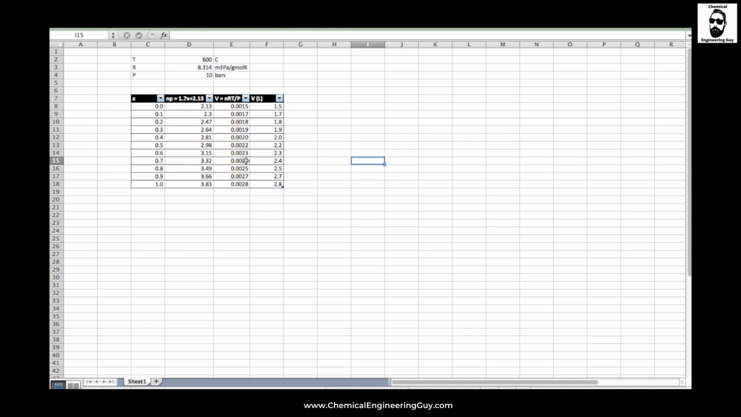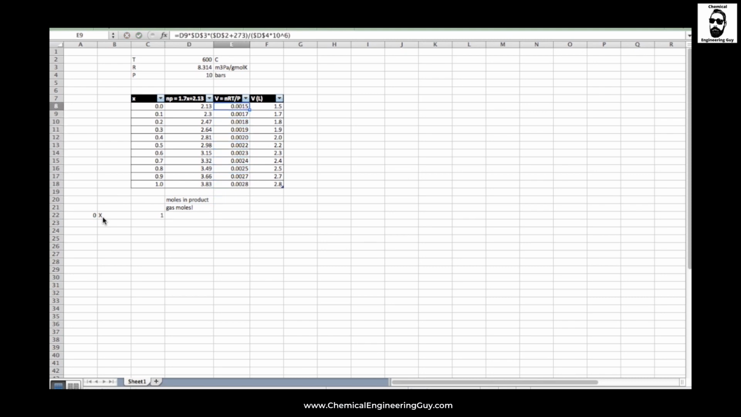So welcome back, guys. I've just calculated everything here. I just gave values for X. Since we know X is limited from 0 to 1, I used 0, which you shouldn't use, but I used it just as a reference. I have NP as a function of X, which is 1.7 times X plus 2.13. This is the amount of moles in the product, which are essentially gas moles.